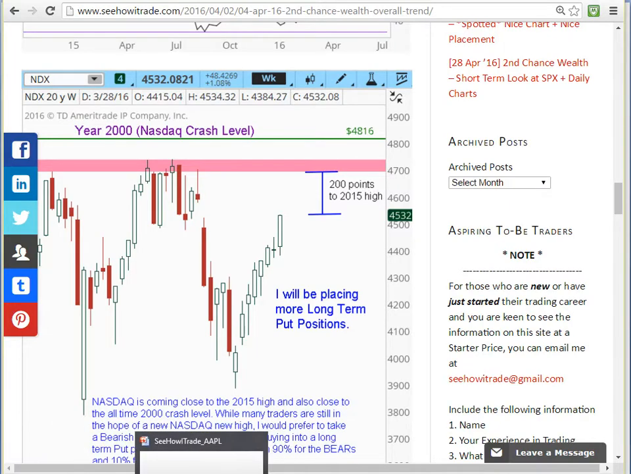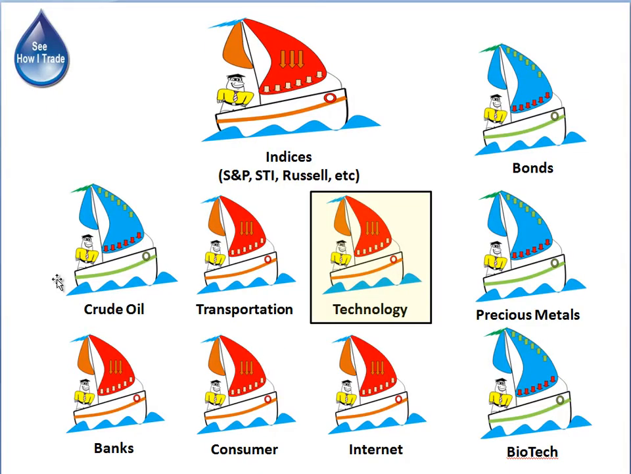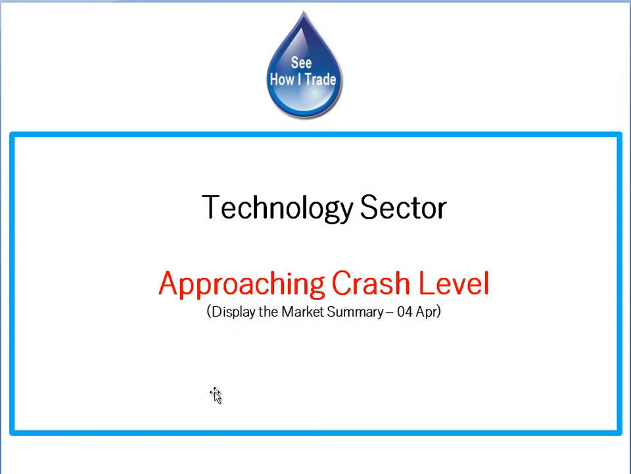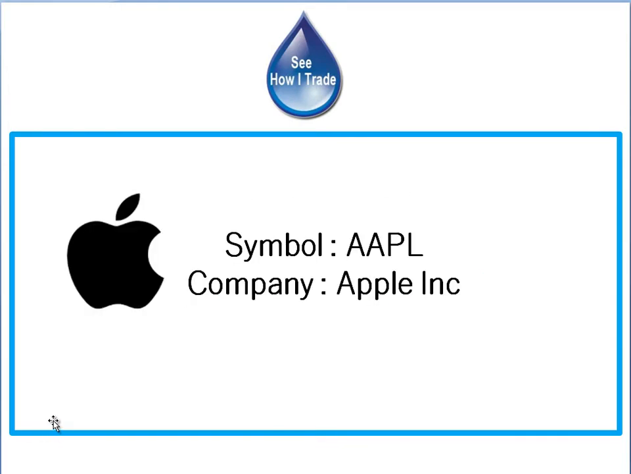Let's go back to my page. As you have seen, the technology sector is approaching a critical level, which is a crash level. Next, I will look for a suitable stock under the technology sector to trade into. From the list of the stocks under the technology sector, I've identified Apple to be the potential stock to trade into. But why Apple? Let's go to the site and take a look as well.